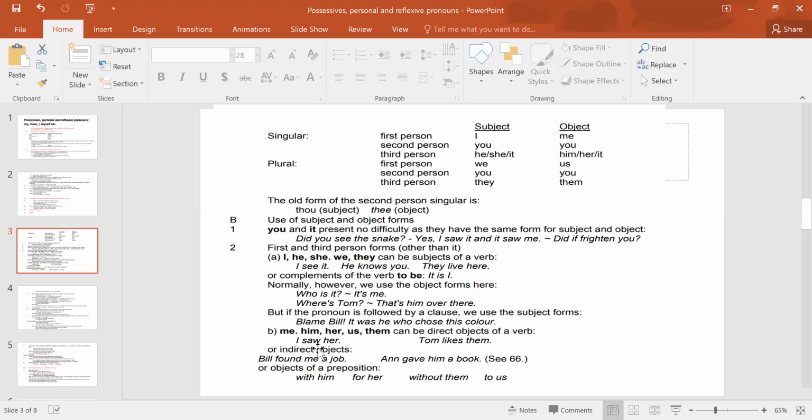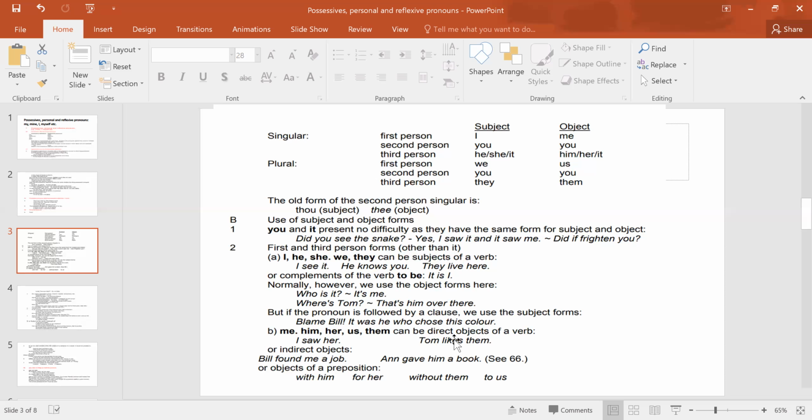What is a direct and indirect object? This is another topic, but in short, let me touch upon it. A direct object directly receives the action. If you want to find a direct object, ask the question what after the verb. So here, saw is the verb. I saw what? I saw her. When you say I saw what, the answer is her. So the answer will be the direct object.